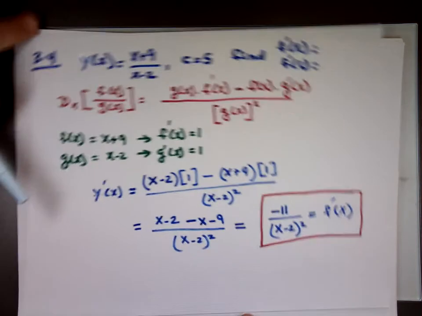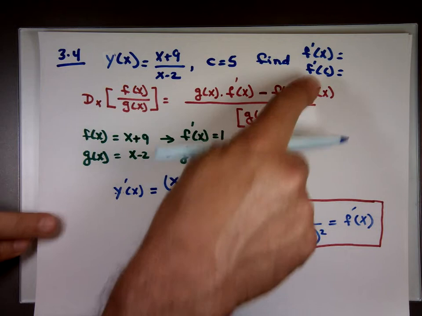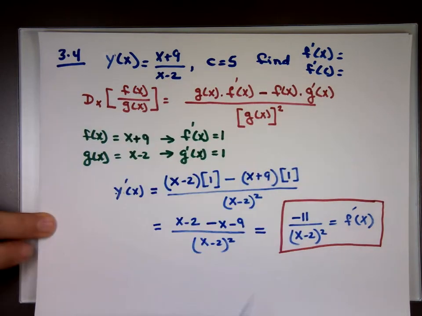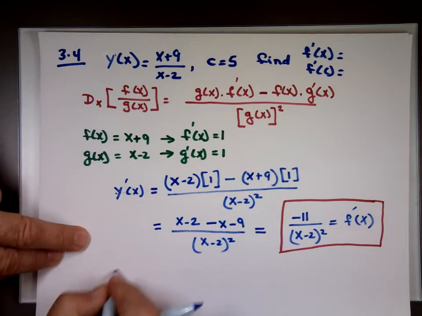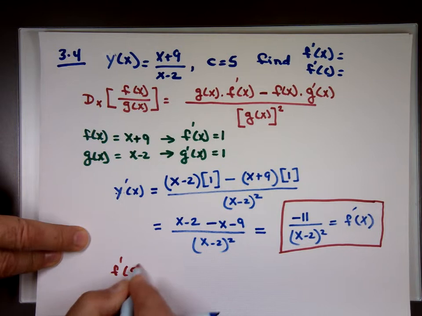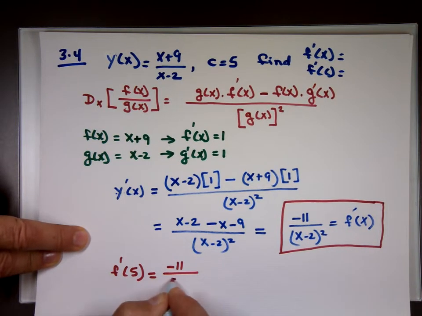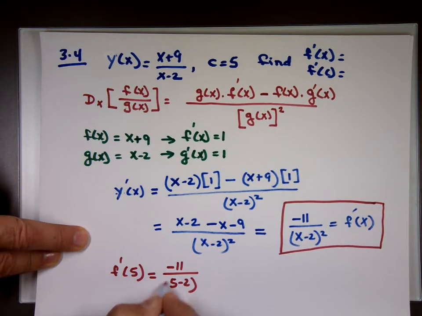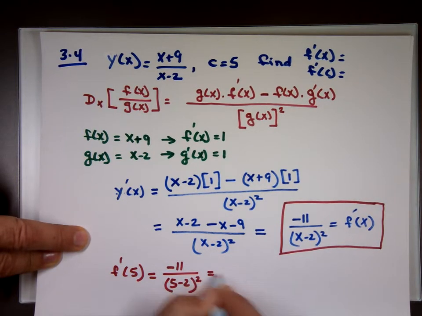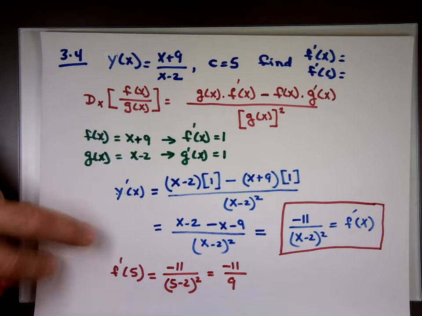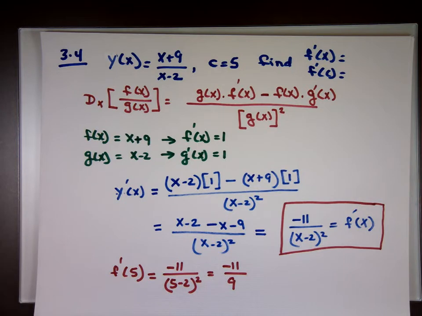The second part of the question is what? Find the derivative at c. c happens to be 5. So what is f prime at 5? You replace x with 5. What's 5 minus 2? Square it. Negative 11 over 9. So that is number 4.